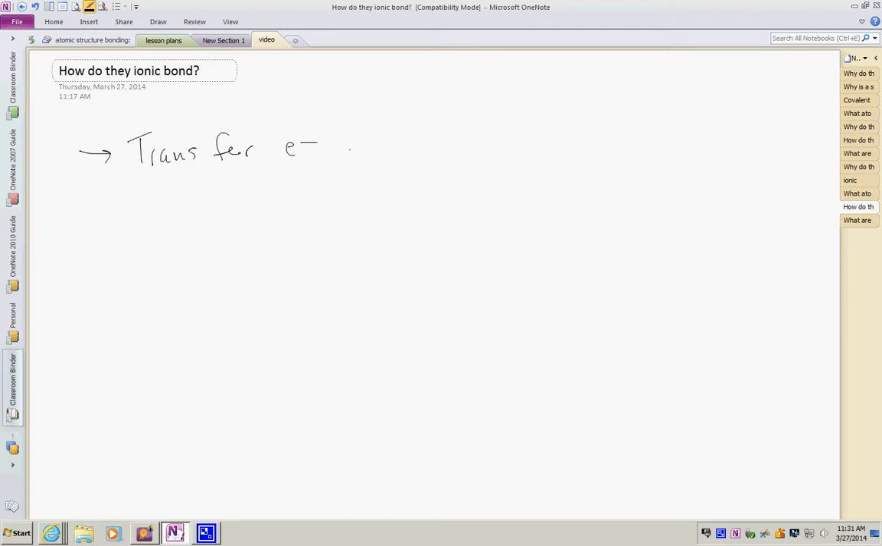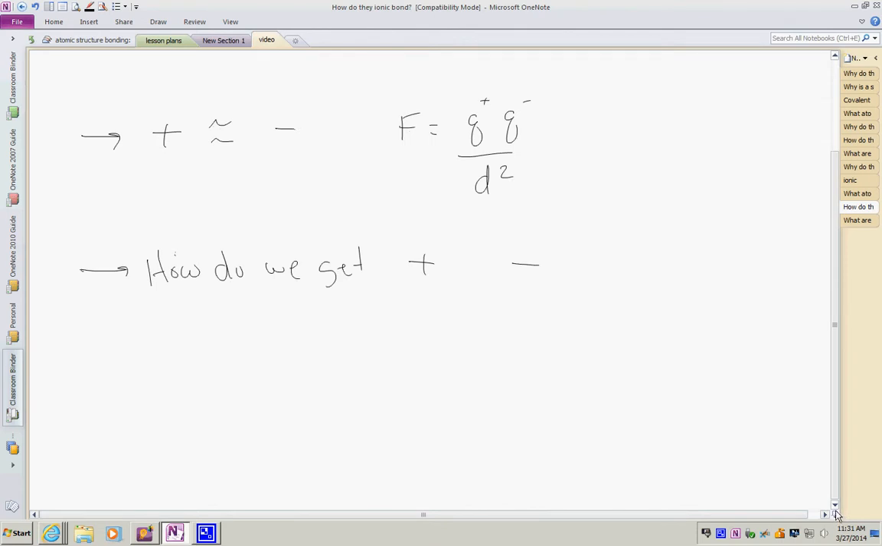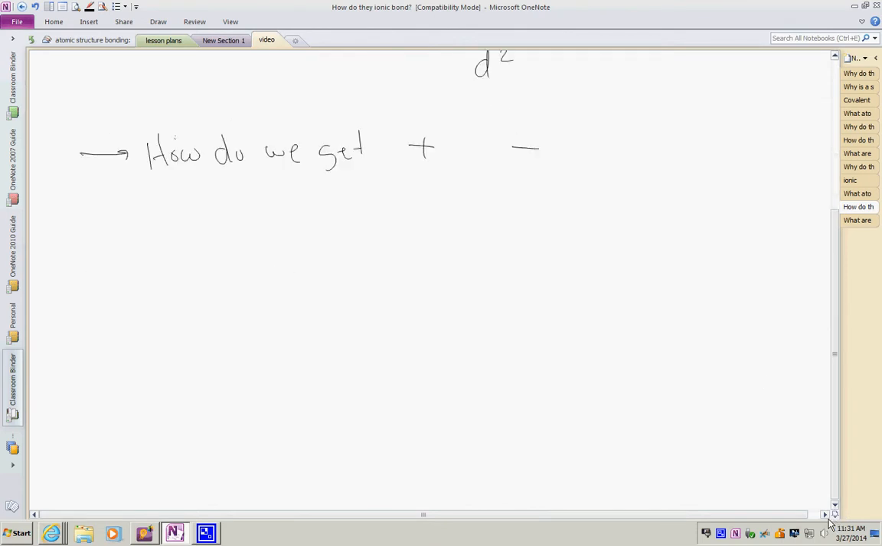Now, let me clarify this question: how do you ionically bond? Well, you could even say that this is very simple. An ionic bond is just a positive attracting to a negative, based off force equals charge of the cation times charge of the anion divided by the distance squared. But if we want to dig a little deeper and ask, okay, how do we get cations and anions? That might be a more in-depth question and could lead to greater understanding.